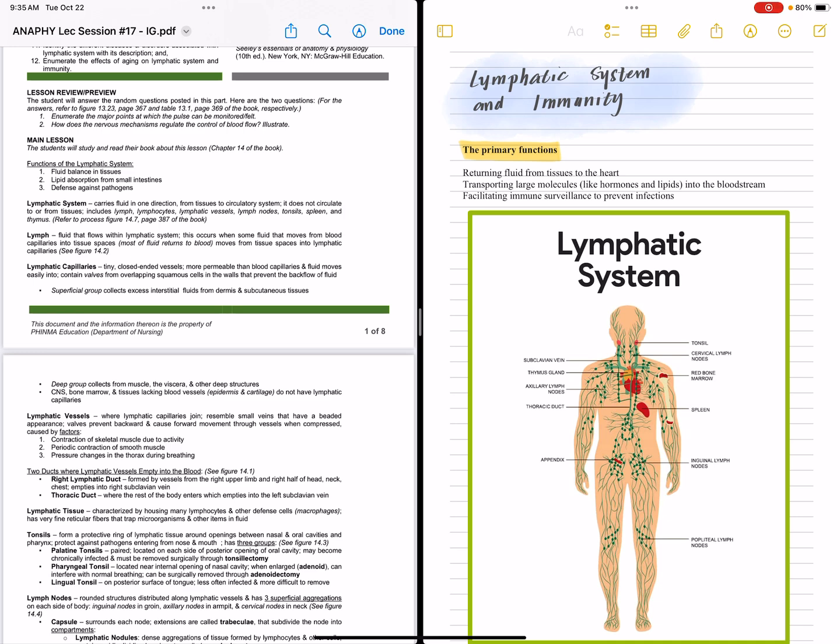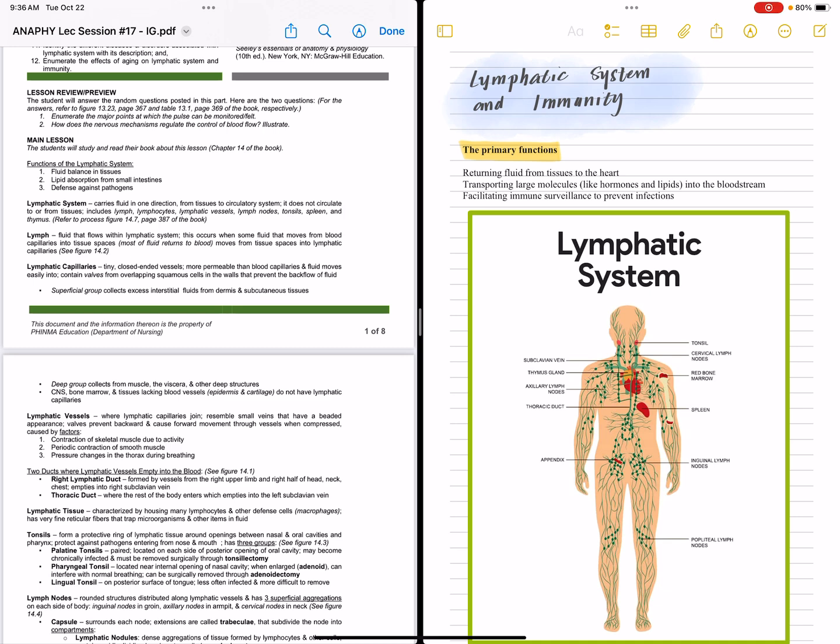So, primary function is returning fluid from tissues to the heart, then transporting large molecules like ang hormones and lipids naton into the bloodstream and facilitating immune surveillance to prevent infection. So, usually, ang functions ng lymphatic natin is fluid balance in tissues, fat absorption, and house of the body's defense.